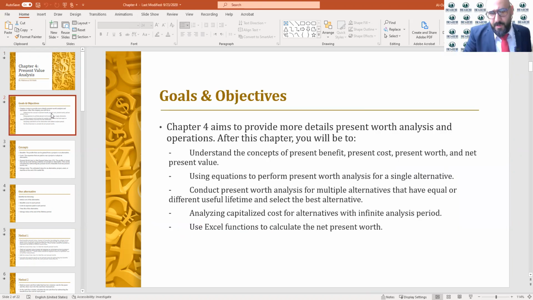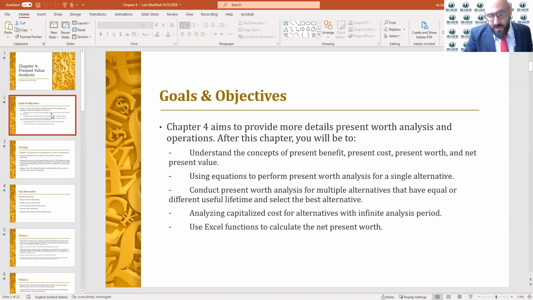Once you finish this chapter, you will be able to understand the concept of present benefit, present cost, present worth, and net present value. The second objective for this chapter is using equations to perform present worth analysis for a single alternative. The third objective is about conducting present worth analysis for multiple alternatives.